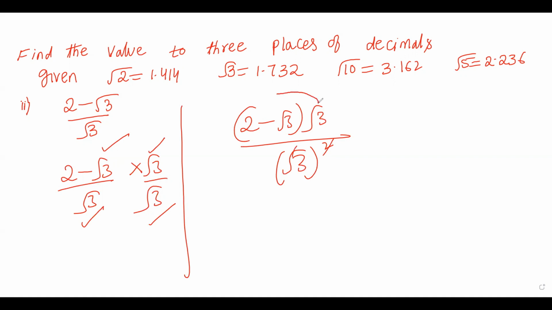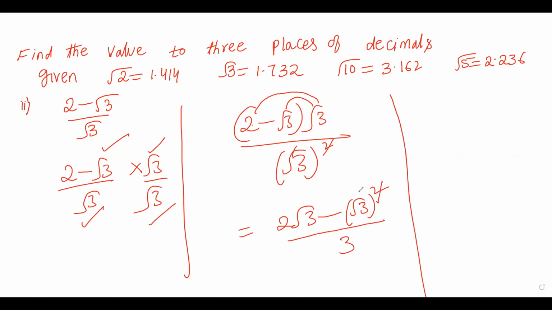In the numerator you will multiply. 2 into root 3 is 2 root 3, and root 3 into root 3 is root 3 square. After cancelling square and root, 3 is left over. Here also square and root will get cancelled. 2 root 3 minus 3 by 3 remains. You can't cancel these two. Why? Because you have a minus sign over here. Whenever you have minus and plus sign, you can't cancel. Okay.